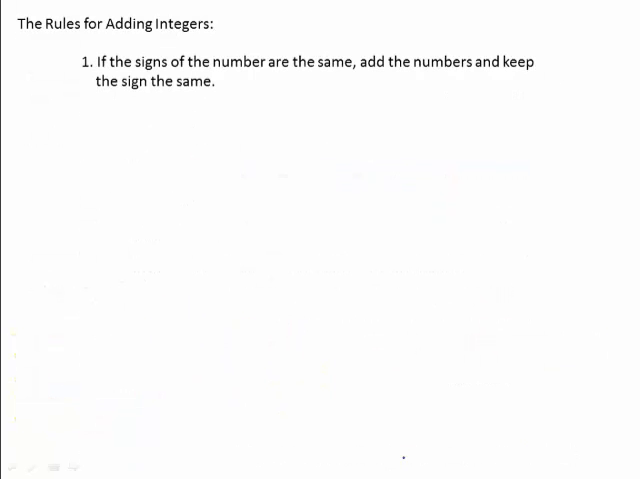Or you can use the rules. And the rules are if the signs are the same, then you add the numbers and you keep the sign the same. So +8 and a +9 make a +17. A -7 and a -11, I add 7 and 11 is 18. They were both negative, so I keep it negative, -18.